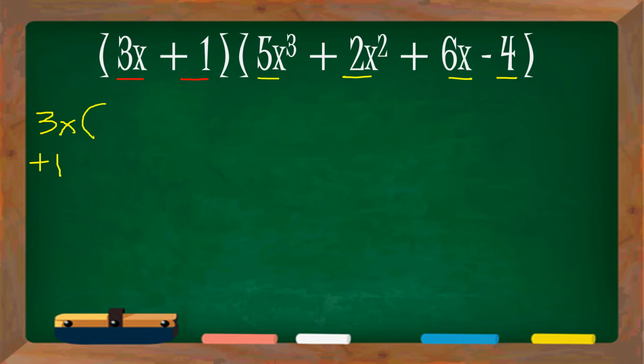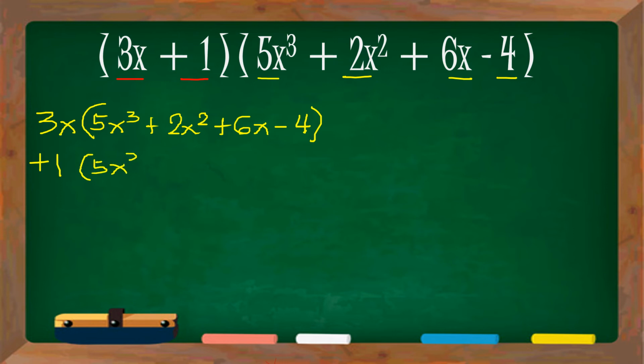So, multiply natin kay 5x cubed plus 2x squared plus 6x minus 4. The same din kay positive 1. Doon din natin i-multiply. We have 5x cubed. Next is 2x squared plus 6x minus 4. Okay, let us multiply one by one.